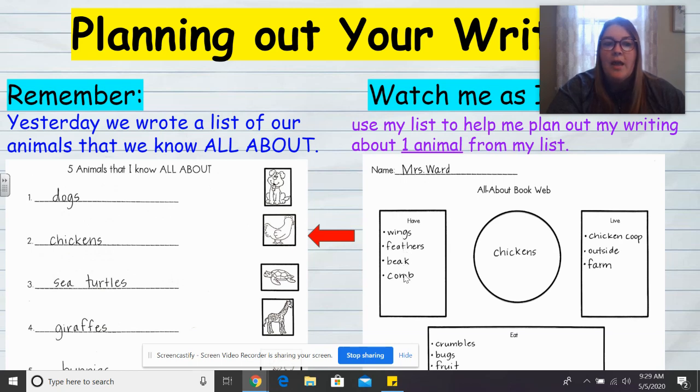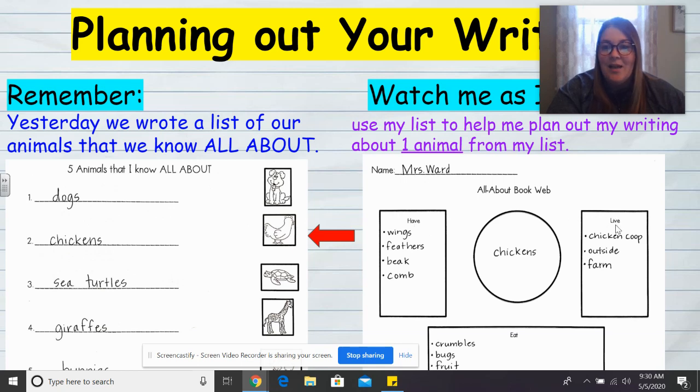So for example, if you chose, say, shark, you might put sharp teeth, fin. So think about things that they have or what they kind of look like. What makes them special or different from other animals? Pretend that you're telling and teaching somebody who might not know anything about this animal. All right, so that's the have part of the paper.